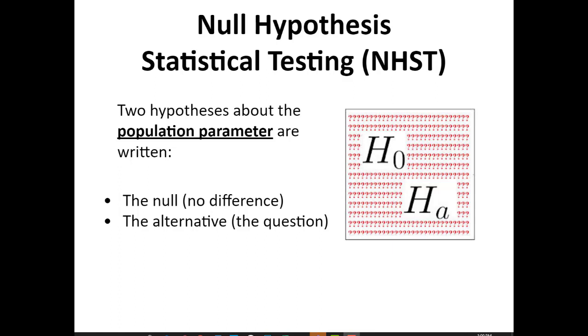So what we're going to do today is we're going to actually write out some hypotheses and use some examples so that you can see when you're going to retain the null and when you're going to reject it.